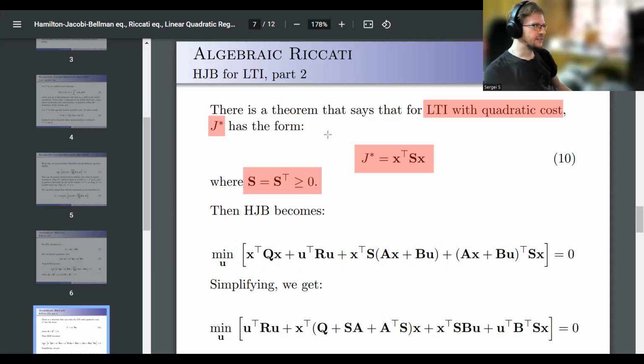So the optimal cost is a quadratic function. And that is great because it allows us to easily do the rest of the derivations. So for example, what is the partial derivative of this function with respect to x?